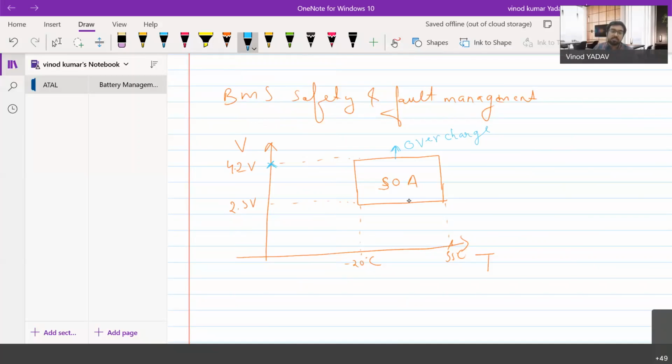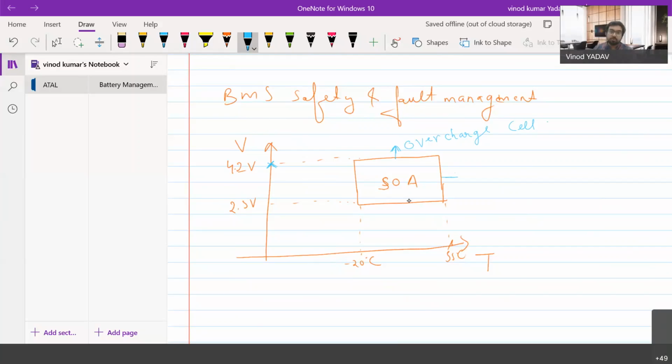So in the overcharge region, what will happen? The battery or cells will no longer be able to hold the charge capacity. Excess charge will lead to fire or battery damage.